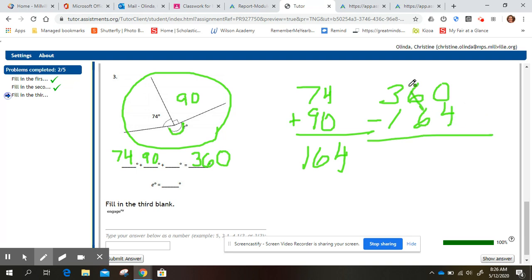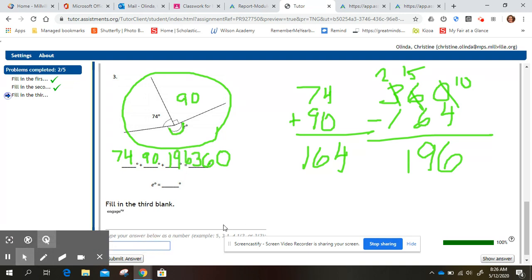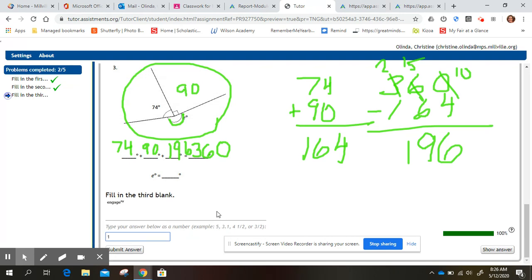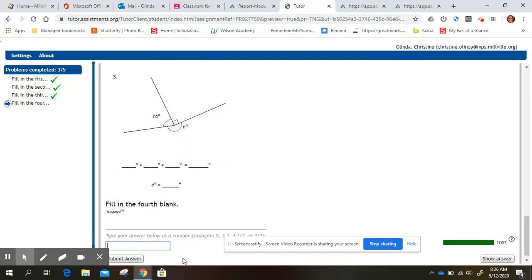I can't take 4 from 0, so I'll have to borrow or regroup. 10 take away 4 is 6. 5 take away 6, nope. Have to regroup again. 15 take away 6, and then 2 take away 1. And so this would have to be 196. So the third blank will be 196. We'll go to the next one.